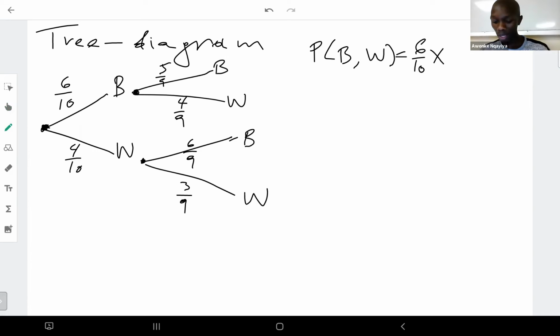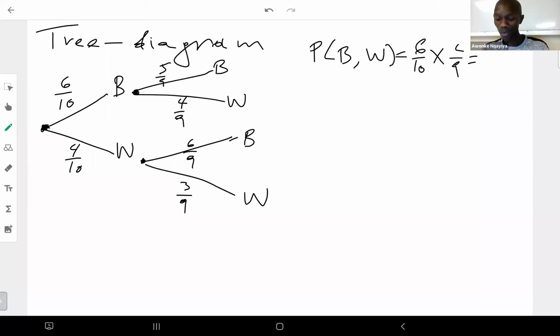You multiply. As you are there at B, which is black ball, that means you took out the black ball and the probability was 6/10. The question says the black ball must be followed by a white ball. So as you are there at the black ball, you have a decision to make now. Do I go for the black ball or do I go for the white ball? The question says the black ball must be followed by a white ball. So you follow that white branch, and it has a probability of 4/9. You multiply that 6/10 by 4/9. Then that is your probability.